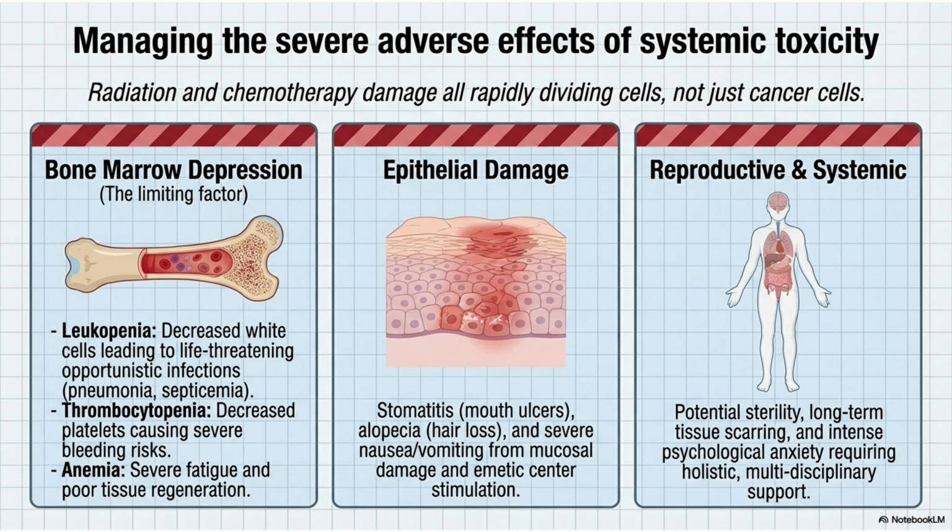The limiting factor is often bone marrow depression, resulting in leukopenia, which is basically extremely low white blood cell count. This becomes then an infection risk. Then you have thrombocytopenia, where you have a huge bleeding risk, and anemia. Patients also face epithelial damage such as alopecia, hair loss, and stomatitis, mouth ulcers, as well as potential sterility and intense psychological anxiety.